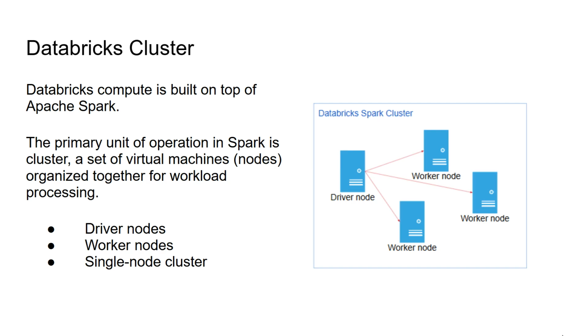The compute is done in Spark through Spark cluster. Compute is done in Databricks through Spark cluster. Databricks compute is built on top of Apache Spark. The primary unit of operation in Spark is cluster. It's a set of virtual machines, also called nodes. These nodes are organized together for workload. Typically, you will have one driver node which controls multiple worker nodes. All data processing is done in the worker nodes, and the driver node does some control.